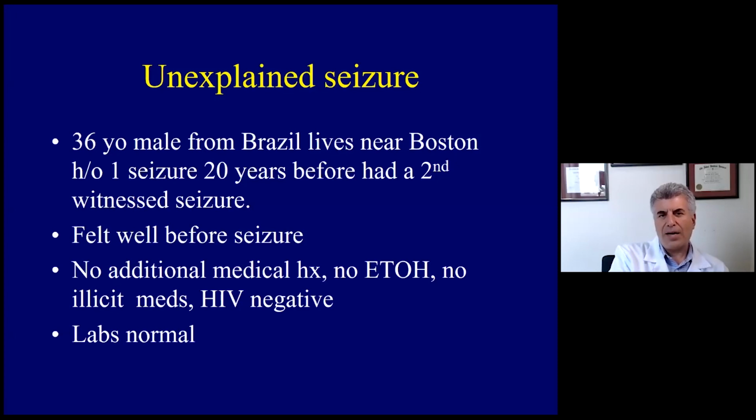Next case, unexplained seizures. This is a 36-year-old male from Brazil who lives near Boston, with a history of one seizure 20 years before, and had a second witnessed seizure. He felt well before the seizure. No additional medical history, no alcohol, no illicit meds. He's HIV negative. His labs were normal.